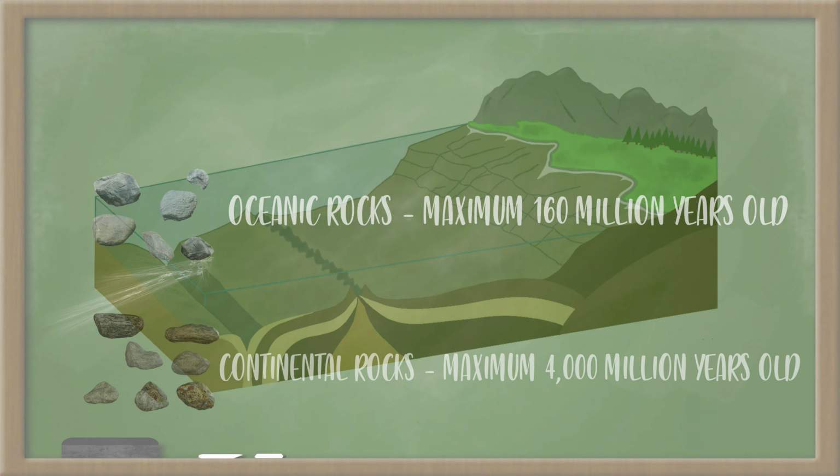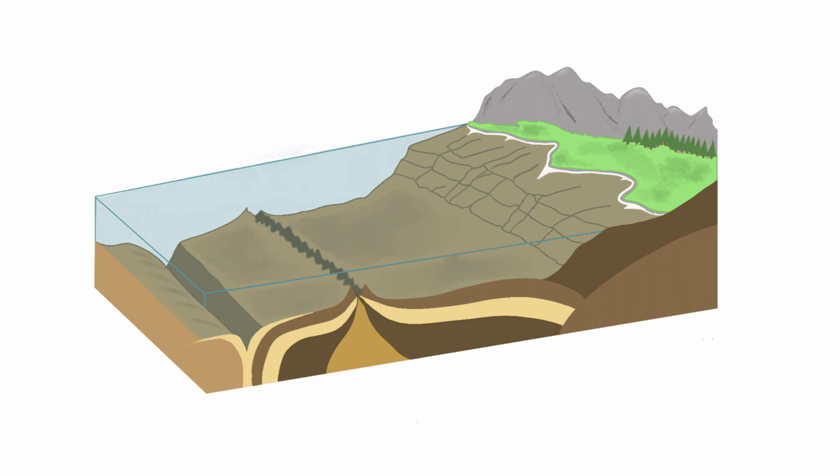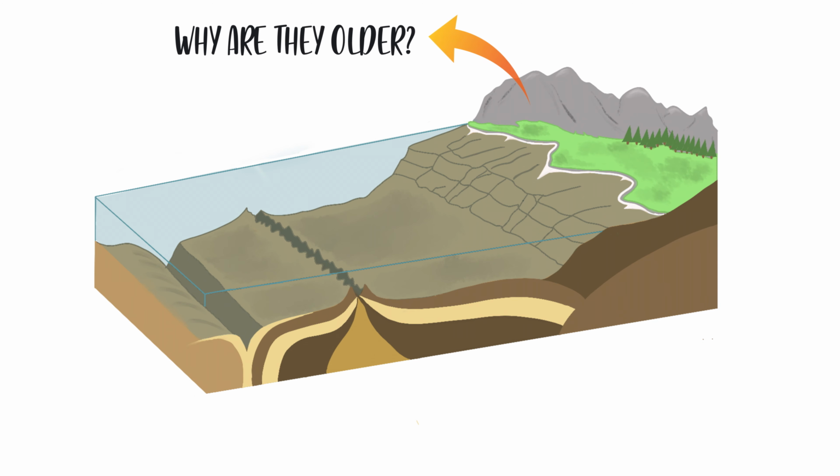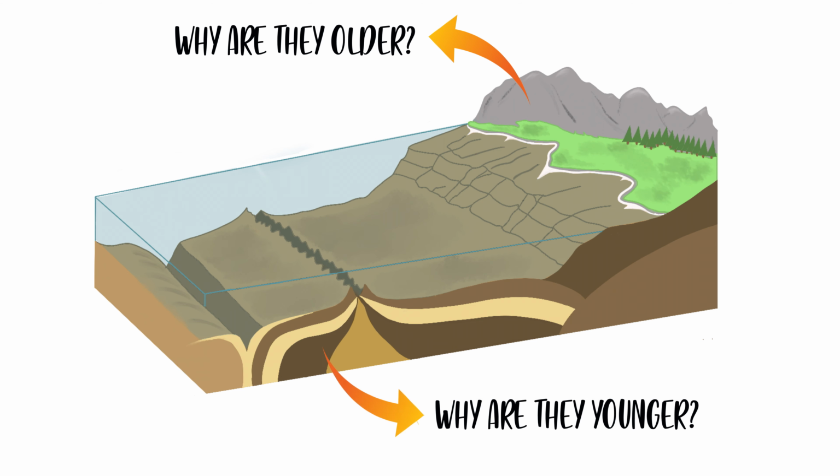So from that, several mysteries emerged. Why are rocks in the continental crust so old, while those in the oceanic crust are relatively young? And why do earthquakes occur at great depths beneath the already deep ocean trenches?